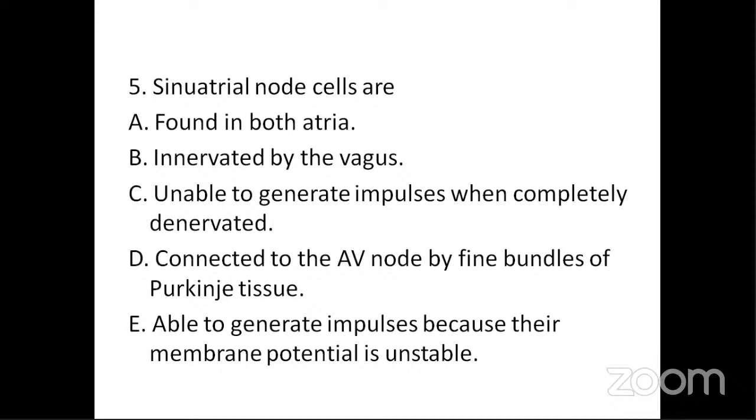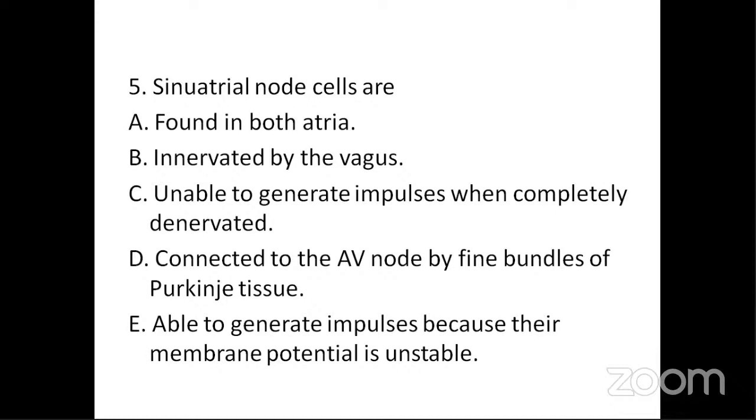Answers: sinoatrial node cells are found in both atria. It is false, because the SA node is in the right atrium near its junction with the SVC, that is the superior vena cava. And the second option, it is innervated by the vagus. Yes, it is true. Vagal activity slows the rate of impulse generation and thus the heart rate. So it is innervated by the vagus.